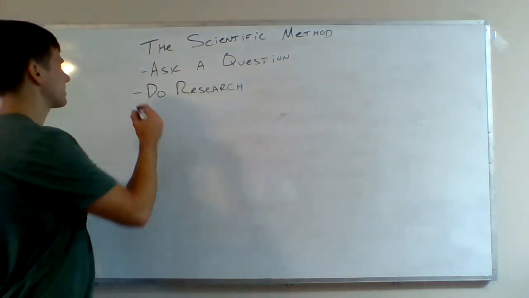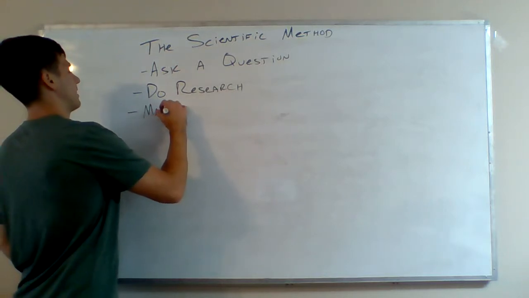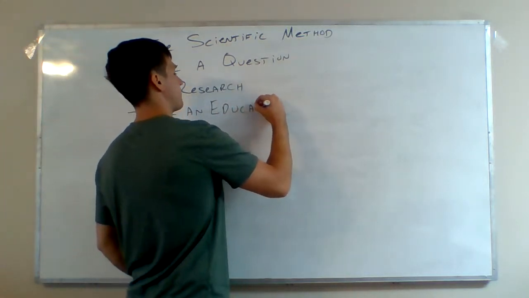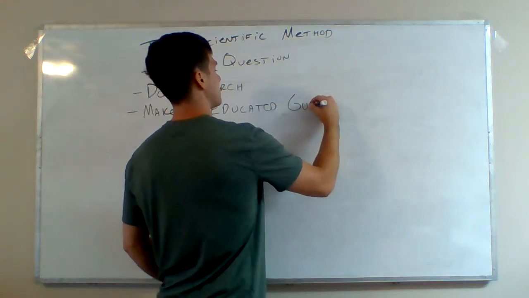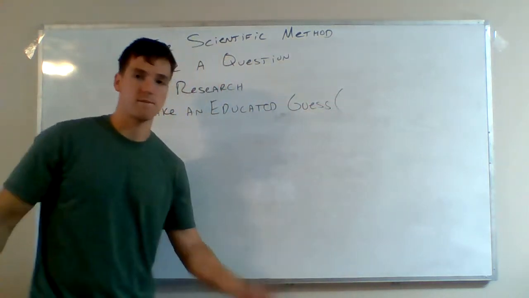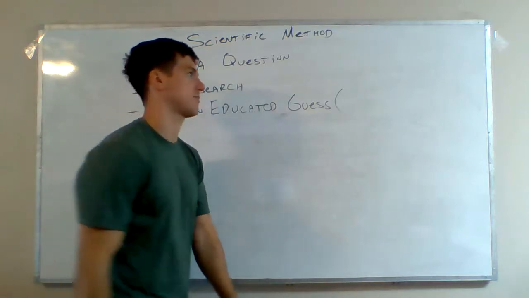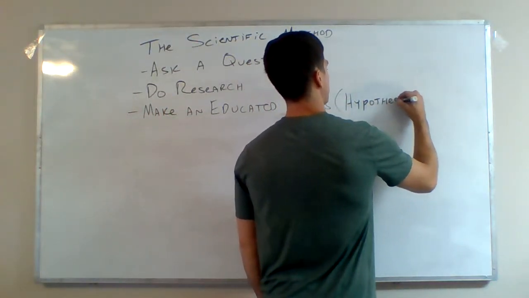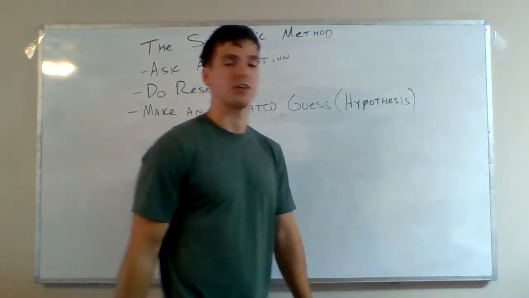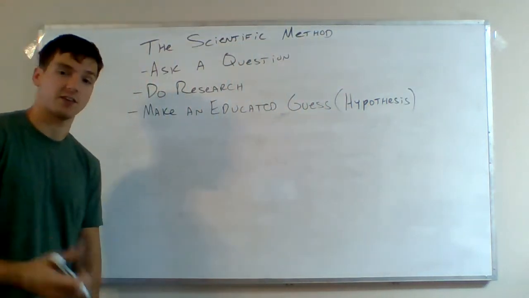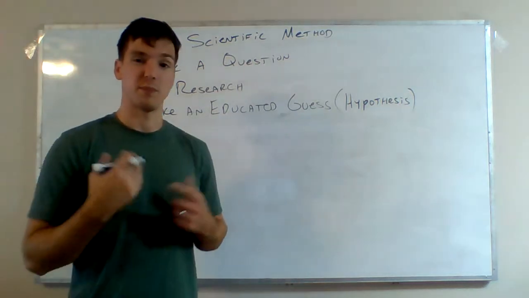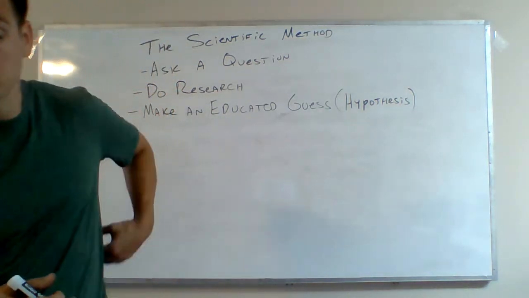okay? Next thing we do is we make an educated guess, which is also called a hypothesis. Okay? We're saying I think this chemical could cure cancer. I think it could not cure cancer. I think the solar panel could increase output by 20%, something like that.